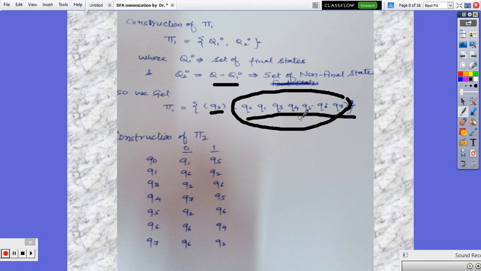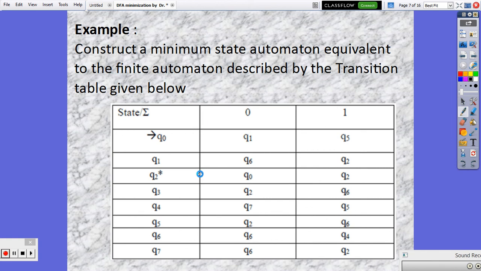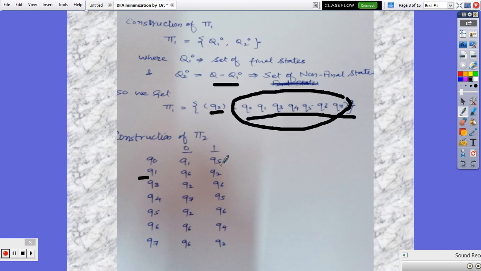For these states, we will check the transition. So I have written Q0, Q1, Q3. Now see here, note Q2 is not here because it does not belong to this set. So I write Q0, Q1, Q3, Q4, Q5, Q6, Q7, and I have taken the transitions from the transition table. So this transition I have noted.